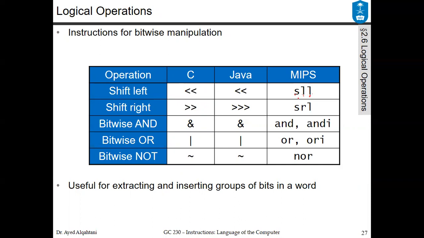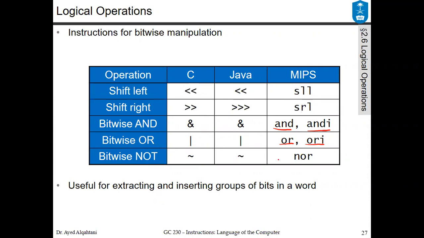There is a logical shift, and there is also an arithmetic shift. The logical shift doesn't care about the sign, while the arithmetic cares about the sign. So the shift right is shift right logical. The bitwise AND, OR, and NOT have those symbols in C. And in MIPS, you do the bitwise AND using the AND instruction or the AND immediate, the OR using the OR instruction or the OR immediate. So these are the instructions that you are going to use for the AND, the OR.